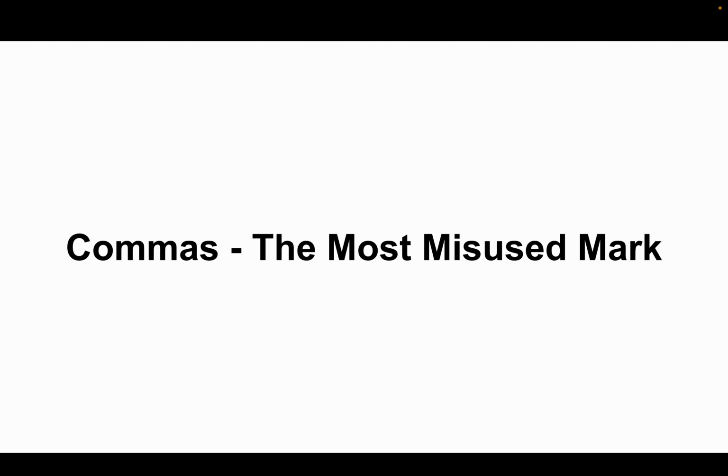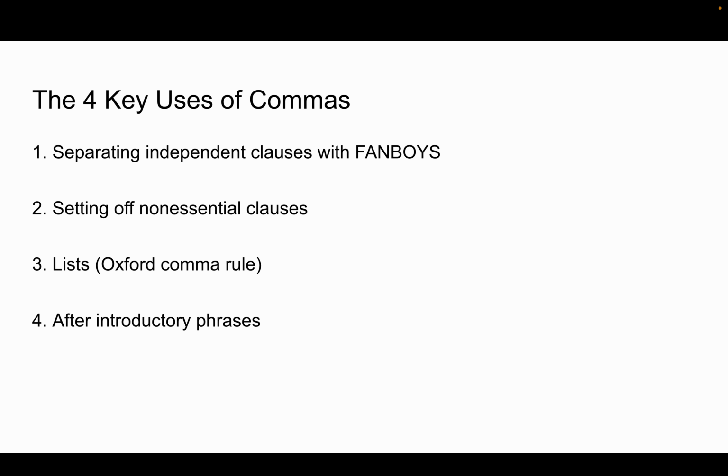So let's start with commas, which is the punctuation mark that most students overuse or underuse. There are 4 major scenarios where commas are tested, and we'll try and hit each one of those. The first one is to separate independent clauses with a FANBOYS conjunction. I'll cover what that is in the next slide. The second one is to set off non-essential clauses. The third is the most well-known one, which is to separate items in a list with this Oxford comma. And then lastly is right after introductory phrases. Now let's spend some time walking through each one of these examples.